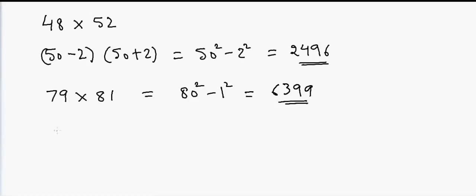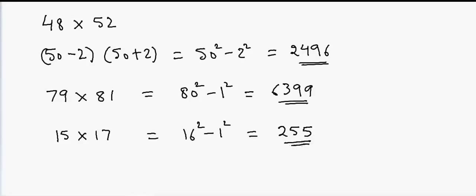Suppose we have to do it again, like 15 into 17, so in that case it will be equal to 16 square minus 1 square, that's equal to 255. Another example is 95 into 105. Here it will be equal to 100 square minus 5 square, so that gives me 9975.